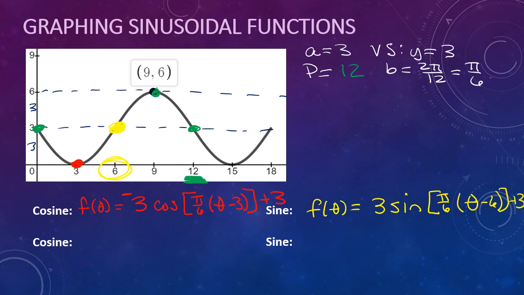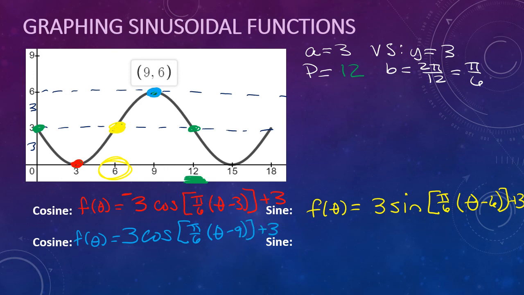So take a minute, hit pause, and do one more cosine and one more sine function, and we will be done for today. All right, welcome back. We're going to start here at this maximum value. So because that's the maximum, it's going to be a cosine function. Amplitude 3, cosine, my b value is pi over 6. I shifted to the right 9, so this will be theta minus 9, and then I'm going to add my vertical shift.